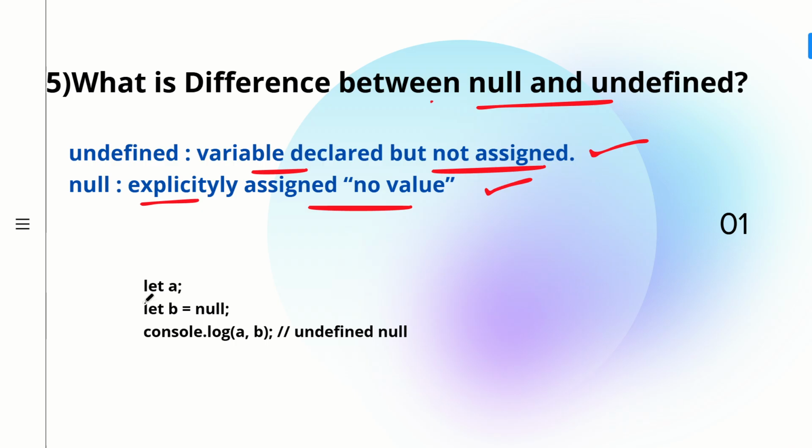Example: you have declared some variable, let a, you have just declared it, you have not assigned any value, and you have let b, and you have intentionally assigned null, so it is not going to have any value. So when you do console.log of a, b, a becomes undefined. Why? Because JavaScript has given it a default value called undefined, and for b you will get null. Why? Because you intentionally assigned the value null. Okay, so this is our fifth question.